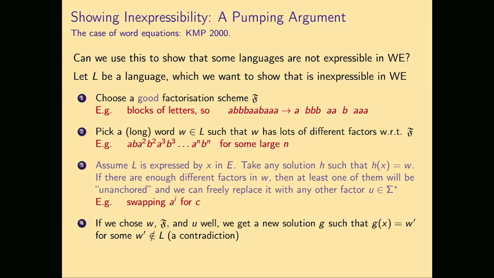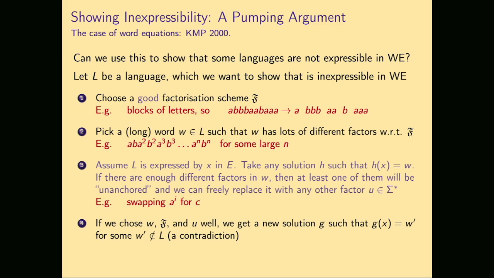Then you pick a long word in your language such that this word has many different factors. And now the trick is that if there are enough different factors in the long word that you have picked, then at least one of them will be unanchored, meaning that you could actually replace it with something else and still get a solution of the same equation.